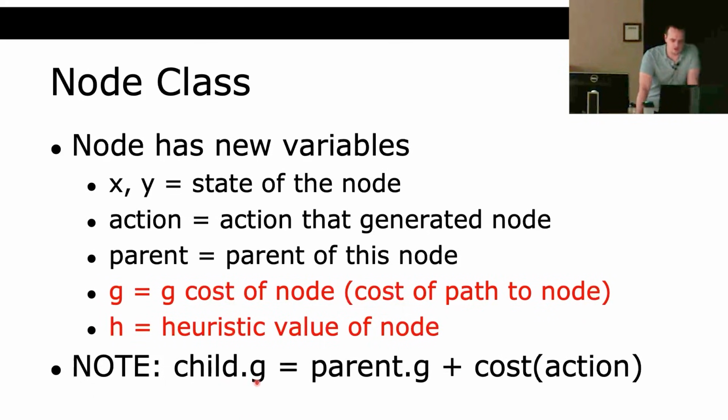And so the child's G cost, once you generate a next node, is equal to the parent node's G cost plus the cost of the action, right? So if it took me cost 1,000 to get to a particular state, and then I generate another node, and that costs 100, then it'll be 1,100, right? So you take the parent and you add the cost.